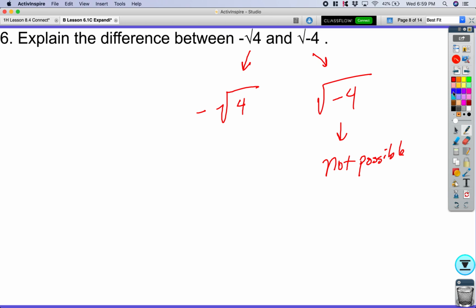And the reason why is there are not two numbers that are exactly the same that multiply to a negative 4. On the other hand, if I look at the first example, this is just basically saying negative 1 times the square root of 4. So what are two numbers that multiply to positive 4? Well, that's just 2. And negative 1 times 2 is negative 2. Okay?